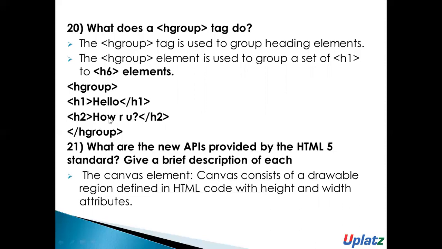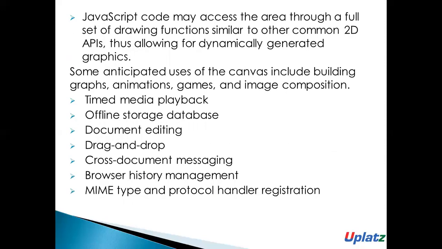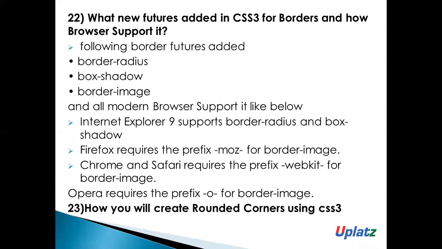So next is, what are the new APIs provided by the HTML5 standard? This also we have discussed, which is canvas, offline data storage, document editing, and like that. So what are the new features added in CSS3 for borders? This is one of the important questions. For borders: border radius, box shadow, and border image.